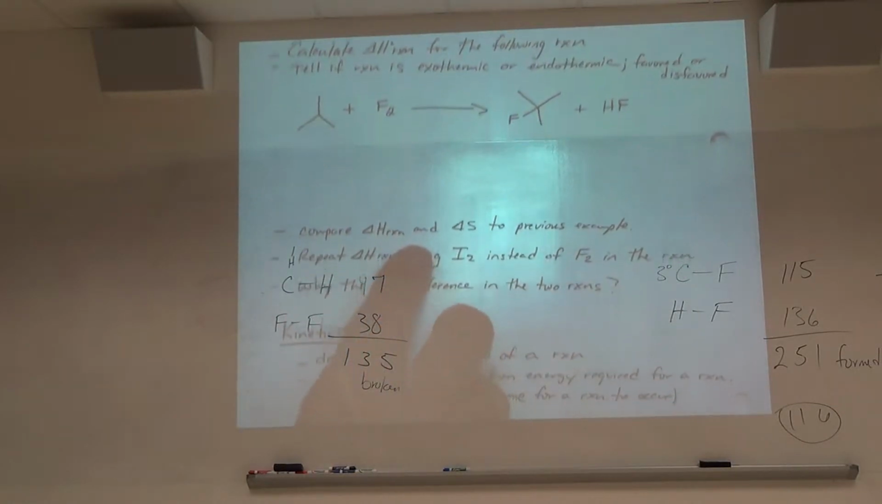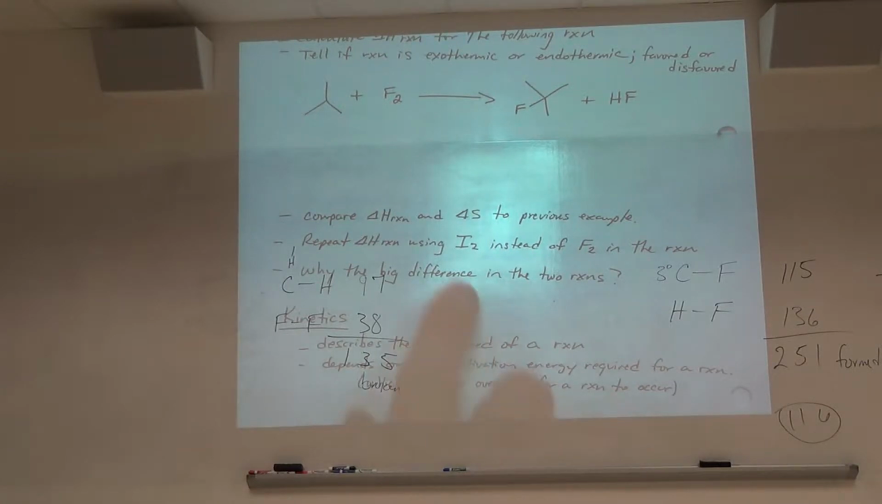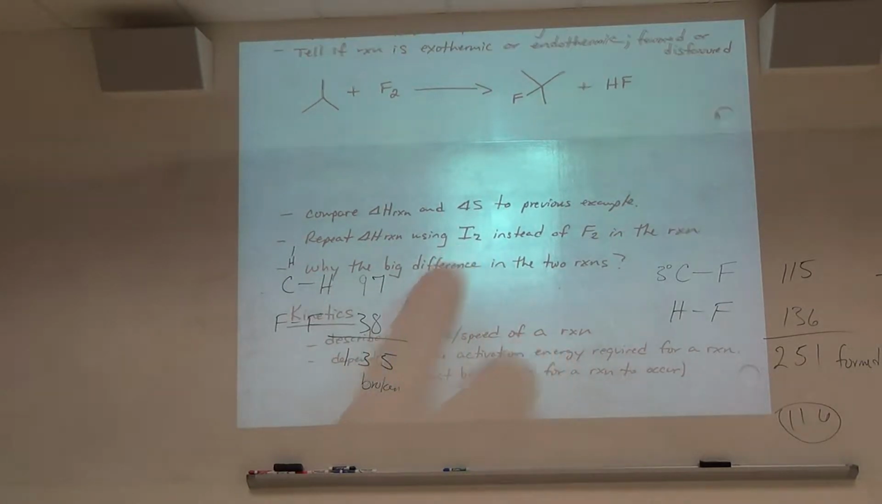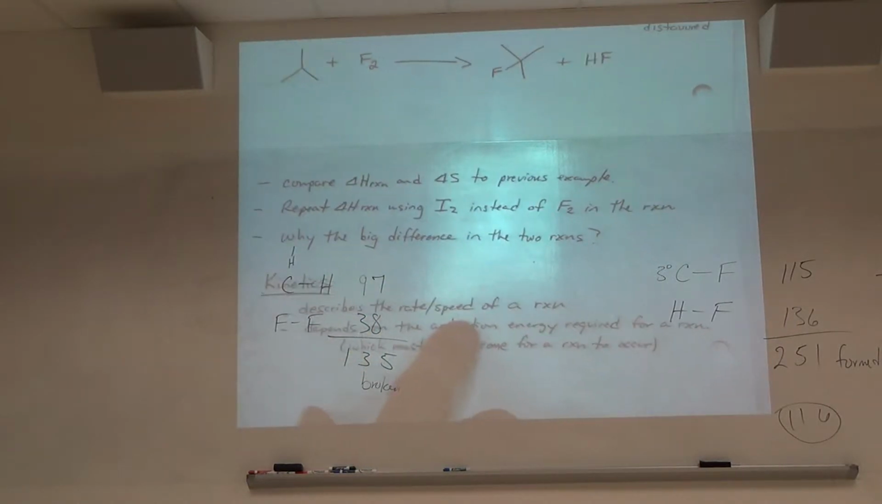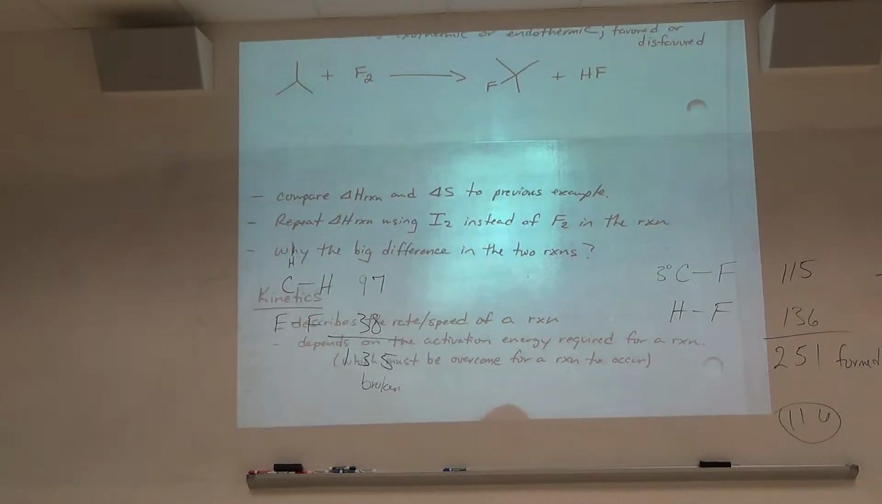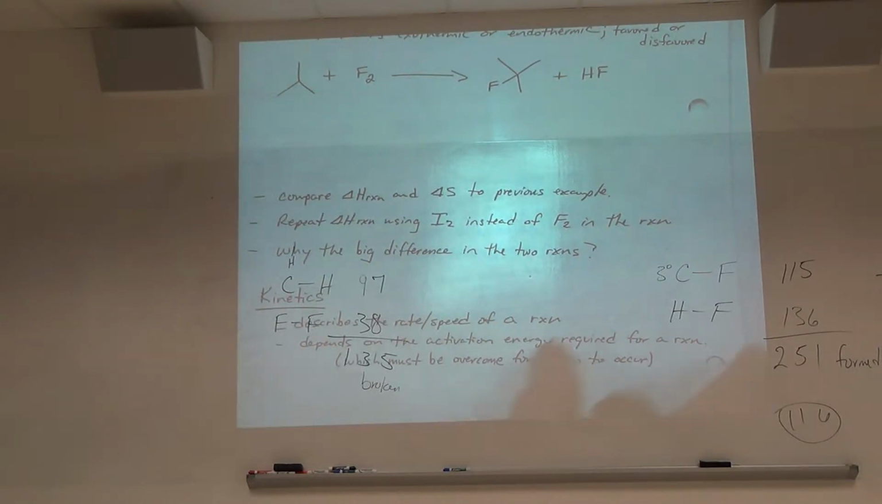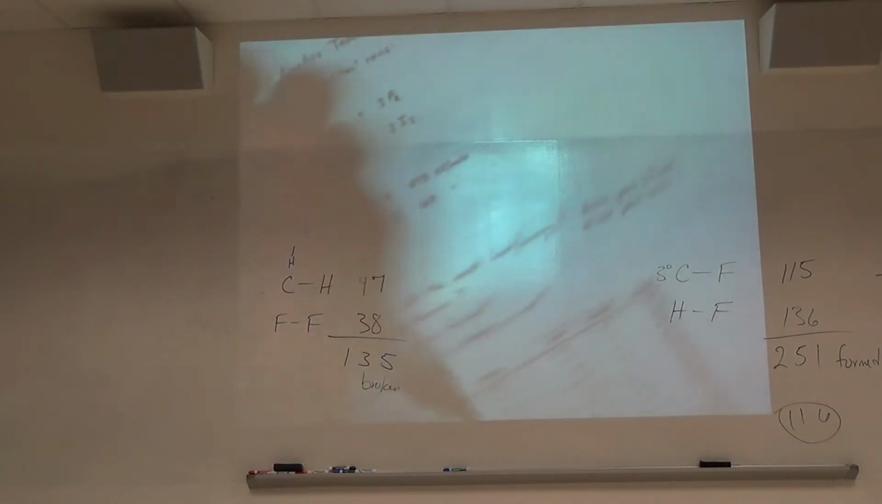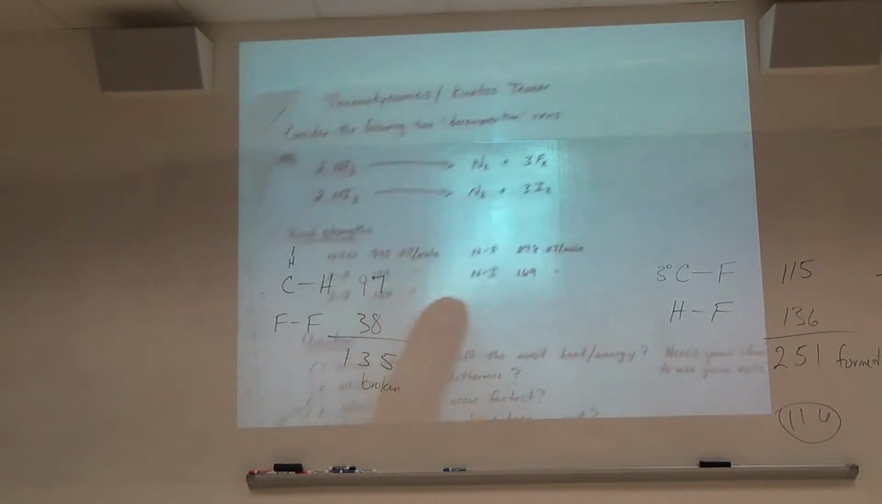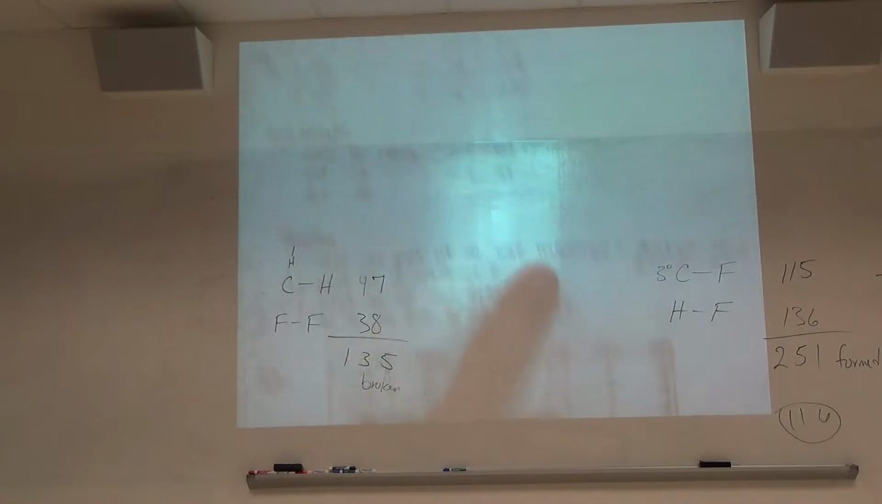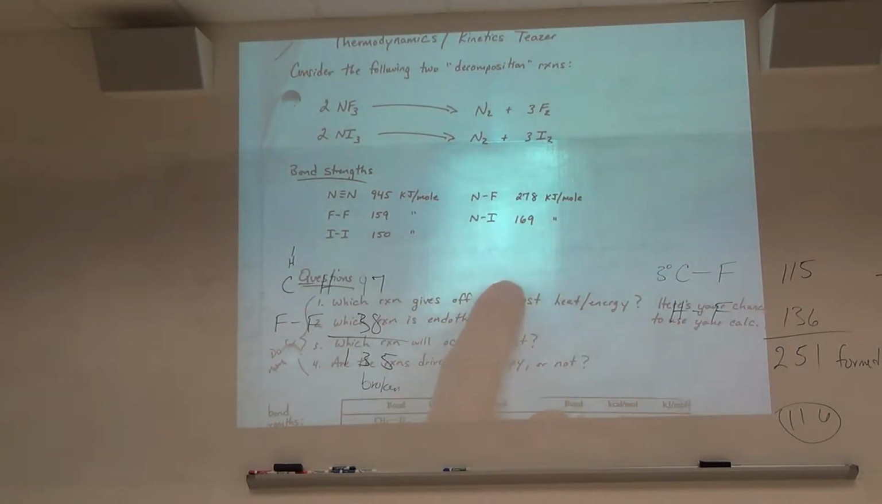Okay? Now, repeat that reaction using iodine. Do this on your own. You'll see a big difference. Why the difference? Basically do that on your own. We can see if there's any questions about it. You should also go back and do this here. Now you should be able to do this. Which reaction gives off the most heat? This comes from your calculation. Okay? Endothermic. Fastest. Fastest has nothing to do with thermodynamics. Fastest is a kinetic consideration.